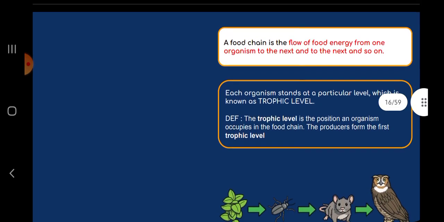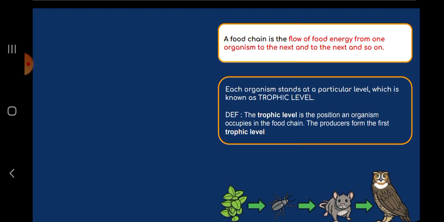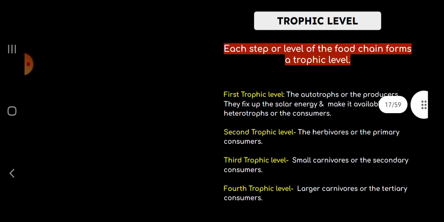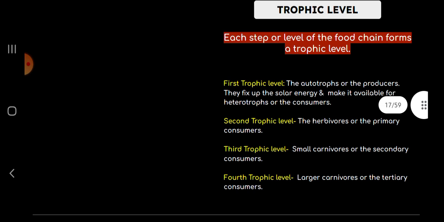Then food chain. A food chain is the flow of food energy from one organism to the next and to the next and so on. Then trophic level. Each step or level of the food chain forms a trophic level. First trophic level, the autotrophs are the producers, fix solar energy and make it available for heterotrophs or the consumers. Second trophic level, herbivorous are the primary consumers.